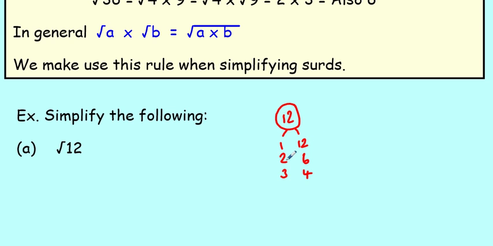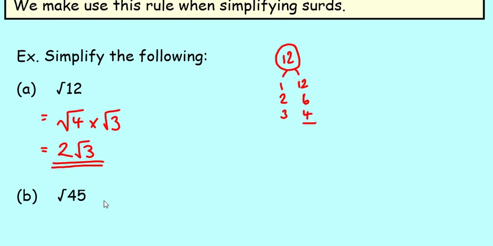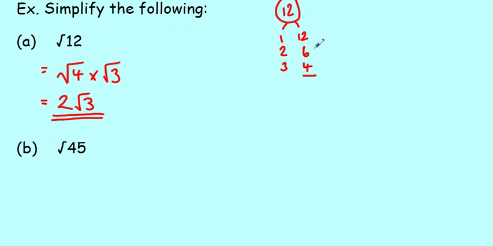Now 1, 12, 2, 6 and 3 are not square numbers, but 4 is. So you would want to use √4 times √3, for your factor pairs that are going to help you simplify the surd. Now, root 4 can simplify because the square root of 4 is 2. And then we just attach root 3 because that cannot simplify. So our final answer would be 2 root 3. And I'll go over a few more. So, root 45.